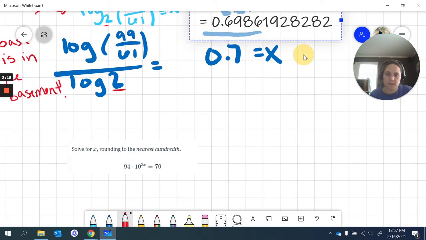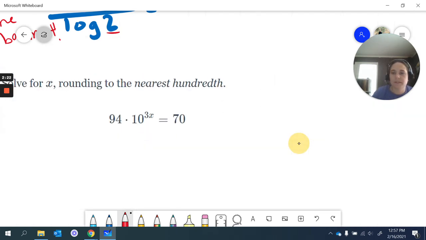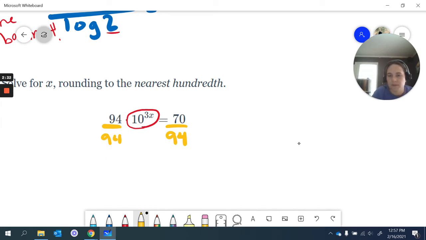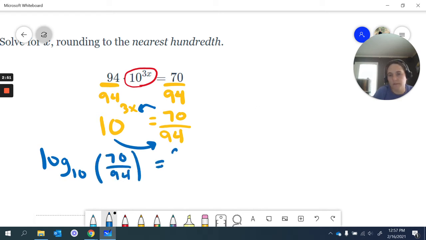Okay, let's do another example. For this one, we are still going to want to isolate this 10 to the 3x first. So I'm going to start by dividing both sides by 94. So now we have 10 to the 3x is equal to 70 over 94. The next step is to do your loop-de-loop and rewrite it. So log base 10 of 70 over 94 equals 3x.